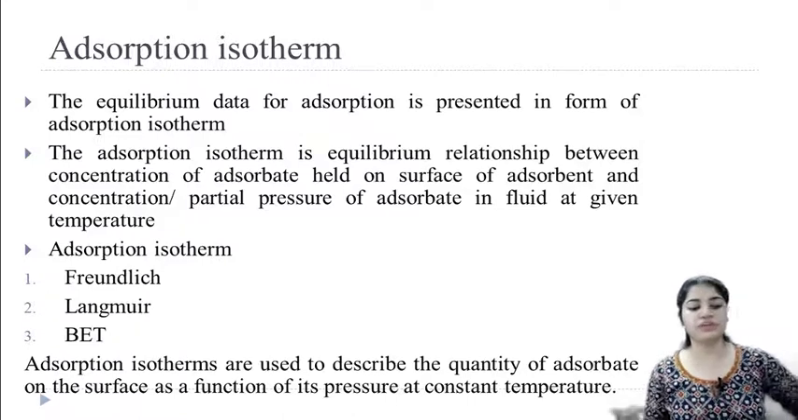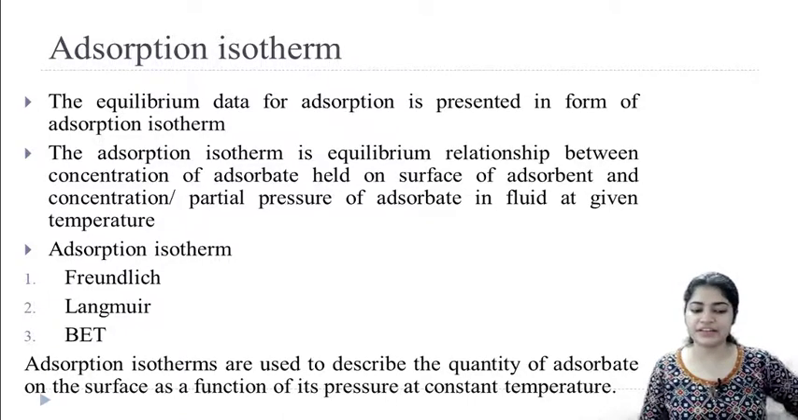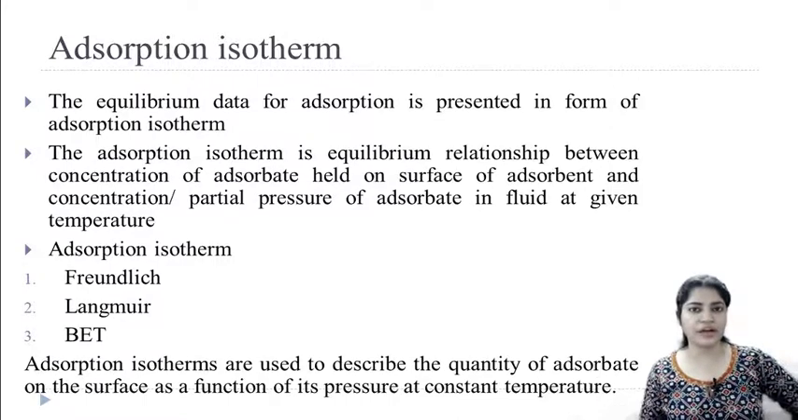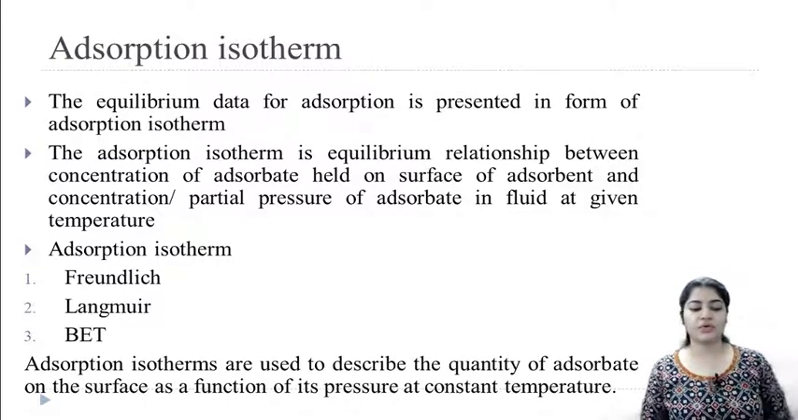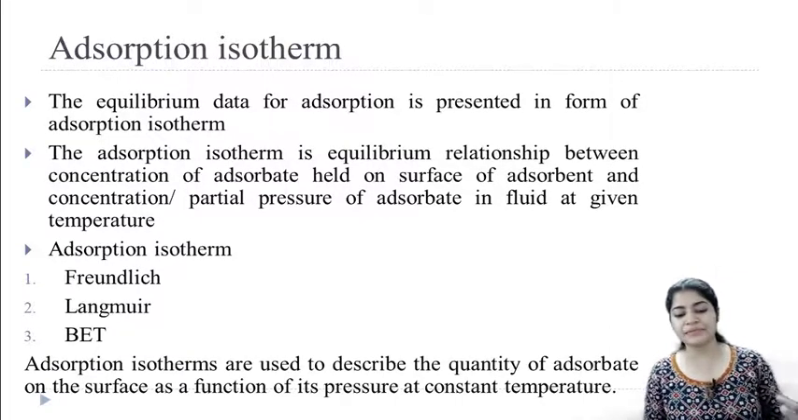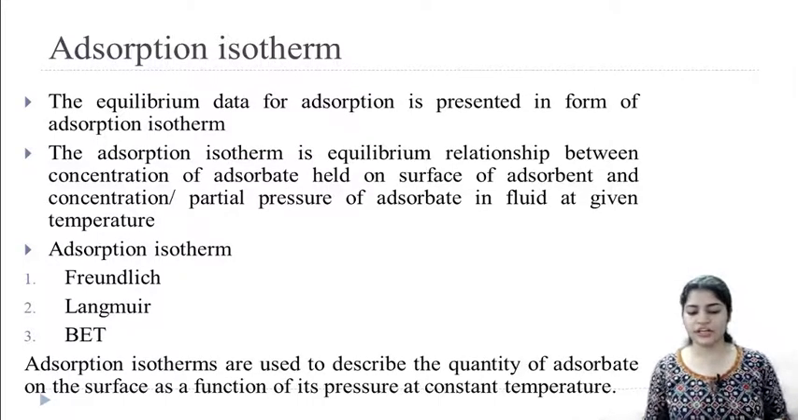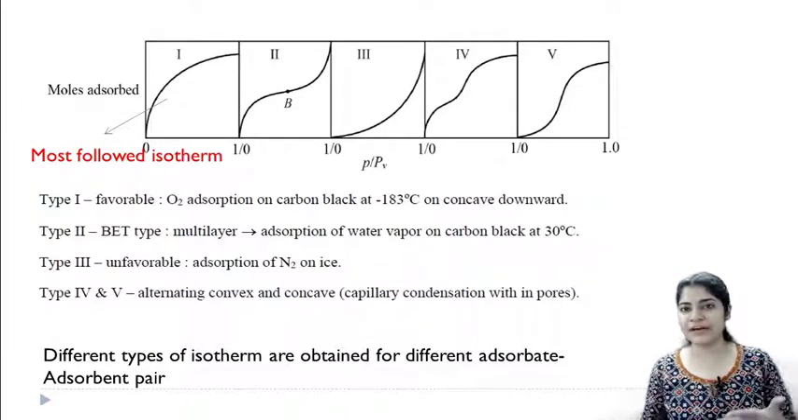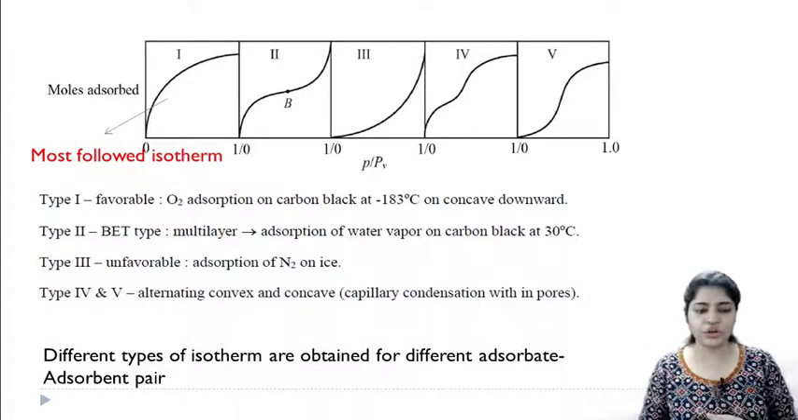So three of the important kinds of isotherms are Freundlich, Langmuir and BET. Right, so these are the three important types of isotherms. Now, adsorption isotherms are used to describe the quantity of adsorbate on the surface as a function of its pressure at constant temperature. Okay, so here you can see that. Now, these are the 5 types of isotherms which are shown. The first one is your most followed isotherm.